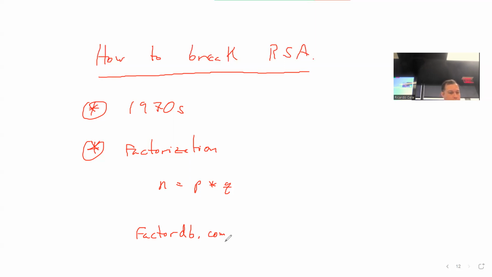So why n? Because n is available in the public key. So e comma n is right there, and you can grab that n and try to break it. Now, what does factorization mean? You know this, of course. 2 times 3 is 6. That's what factorization is, basically. These are factors.